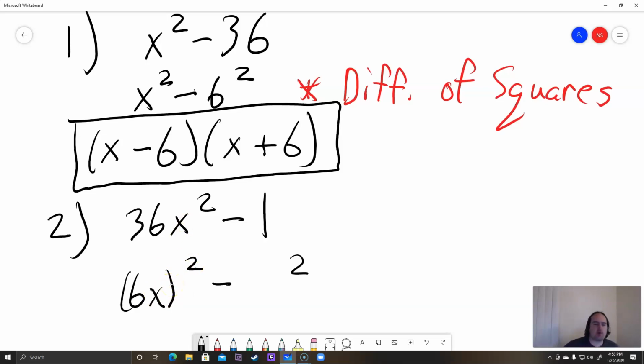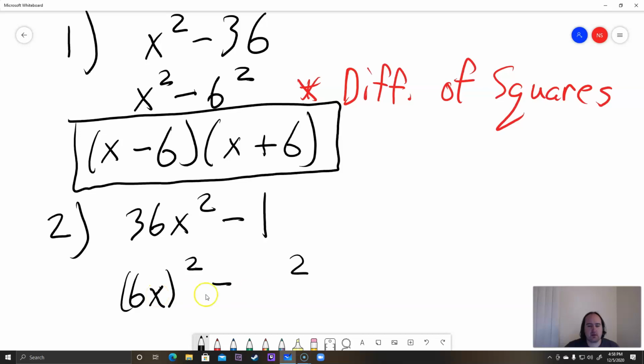Now notice I put parentheses around this. Why did I put parentheses around the first term? Well, it actually has more than one factor. It actually has the 36 and the x squared. So because it has 2 factors there, that's why I had to put parentheses around it, so that I had the 6 times x. And the square actually refers to this whole thing.